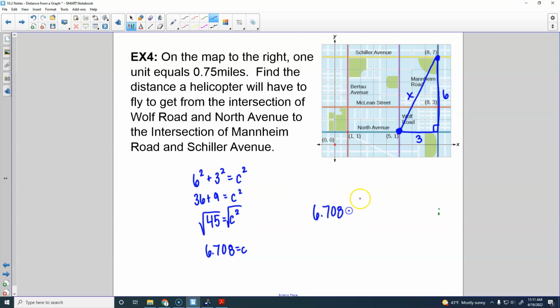So I'll have 6.708 times 0.75 miles. Because what we're getting is our answer in blocks. We need to know how many miles that is. So if we take 6.708 and multiply it by 0.75, we are going to get 5.031 miles. So if you ever have a question that has a scale factor like that and it's not 1-to-1, if one block equaled 1 mile, it would be fine, but it did not in this case. So you want to make sure that you do that.